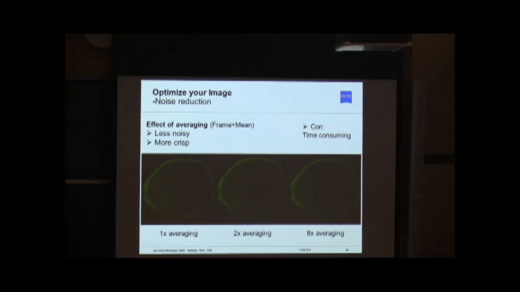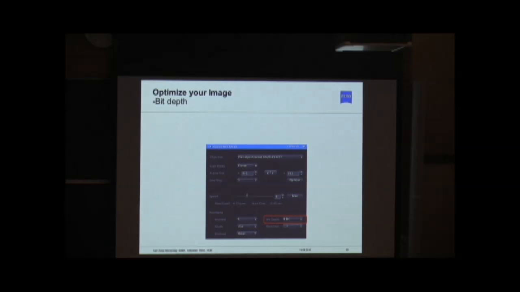Maybe for the front page of Nature or for the first figure in your presentation, you can take one image with a very high averaging factor, but maybe you don't have to use 8 times averaging every time that you require an image. Maybe 1 or 2 times averaging is good. Okay, next topic I would like to talk about is bit depth.